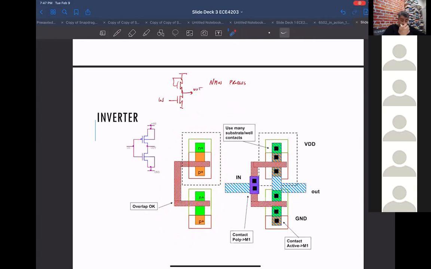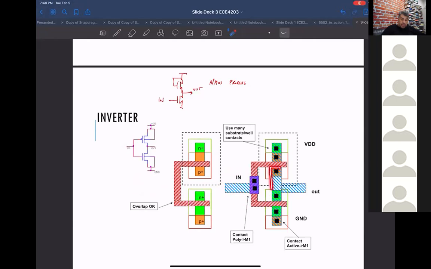Now you want to actually connect this inverter to other gates, other inverters, etc. So you've got to drop in your metals, your contacts, and your vias. Okay, so here's the input. This is metal 1. This is a contact. You put in 2 contacts to improve your yield and reduce your resistance. So this is to your poly. You've connected your metal 1 to your poly.